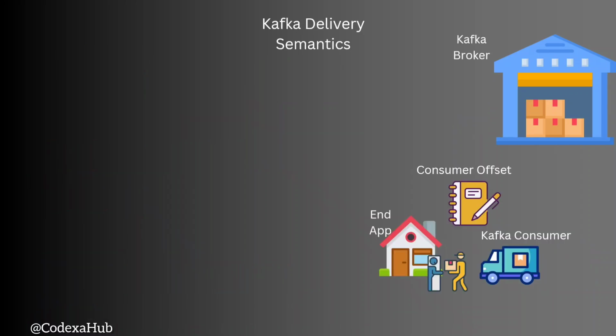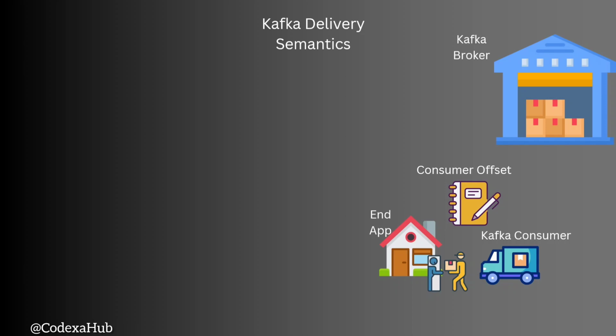But the story doesn't end at the warehouse. Do you remember the delivery bus that delivers the parcel? That's the Kafka consumer. It also plays a key role in delivery semantics. The delivery bus keeps a delivery book to record which parcels it has delivered. When John's friend receives the parcel, he signs in the book to confirm, yes, I have received parcel number ABC.